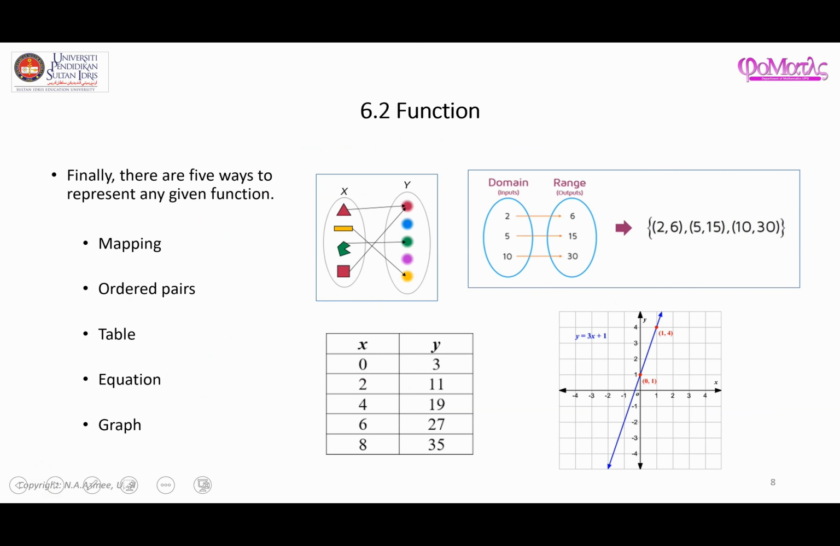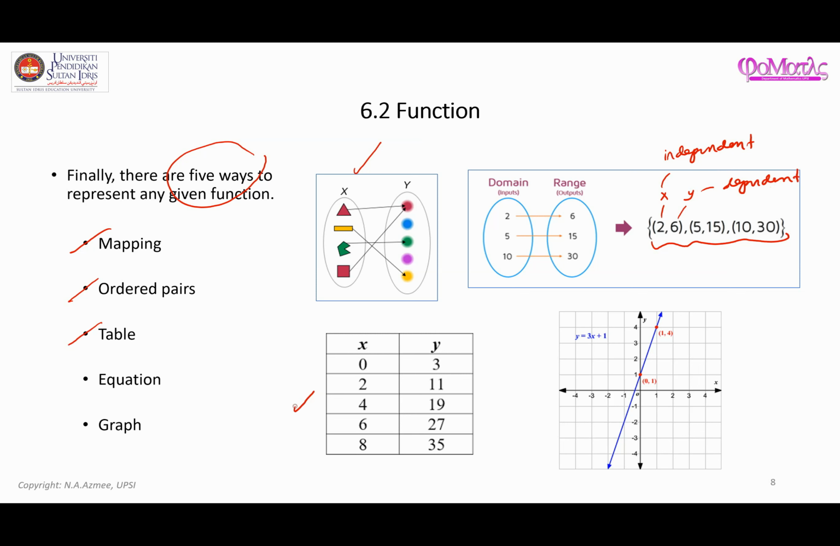Okay, finally in this section 6.2, you will see that there are 5 ways to represent any given function. The first one is mapping. You have seen that in the previous example. The second one is ordered pairs. So this is an example of ordered pairs. This is x, this is y, and x is usually the independent variable and y is the dependent variable.